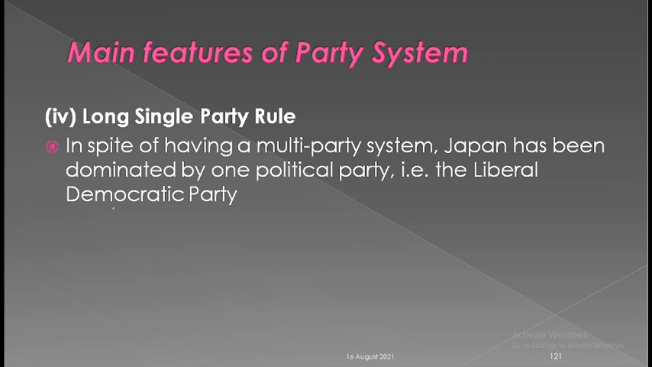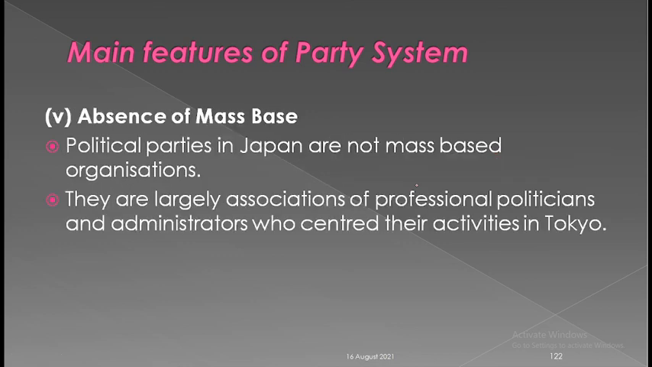Fourth, long single-party rule. In spite of having a multi-party system, Japan has been dominated by one political party, that is the Liberal Democratic Party. Of course, in some situations, other political parties form the government, but in most situations, it is the Liberal Democratic Party that forms the government.